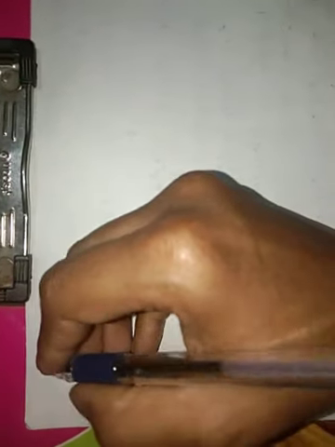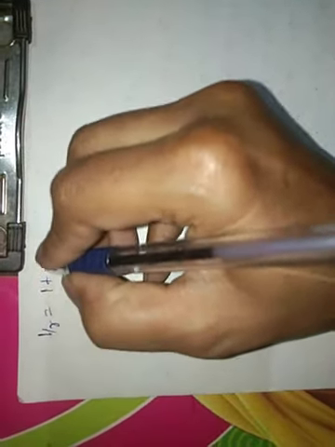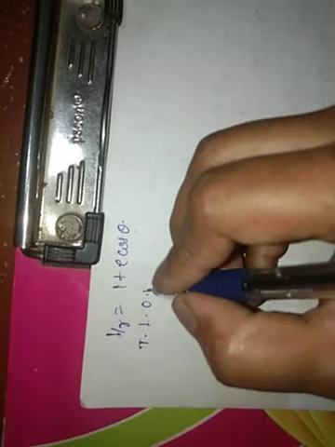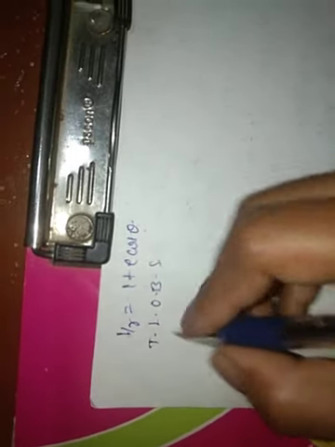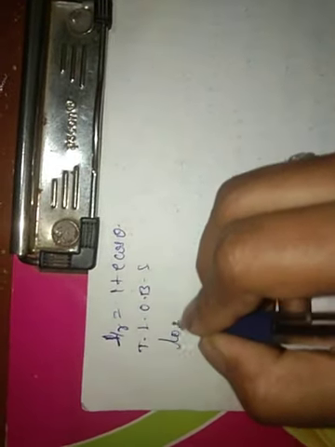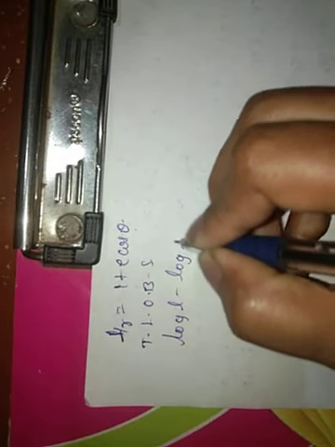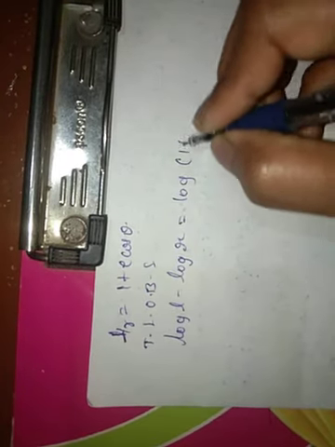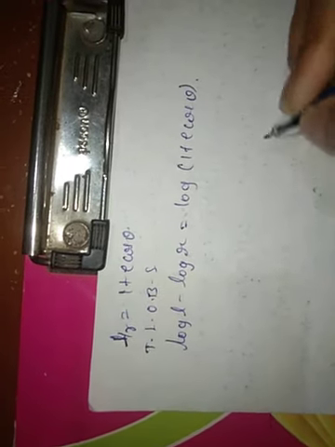Come to the next example here. 1 by r equal to 1 plus e into cos theta. Take a log on both sides. Log of L divided by r. So L divided by r means log of L minus log of r equal to log of 1 plus e into cos theta.